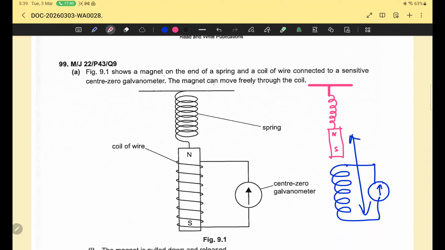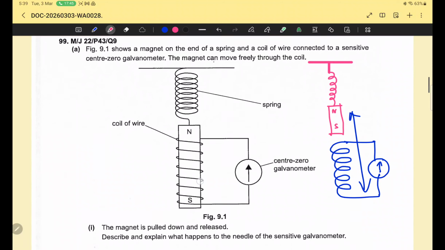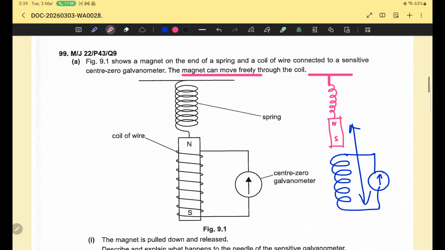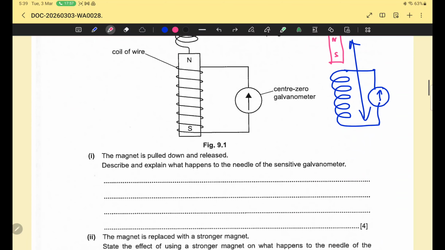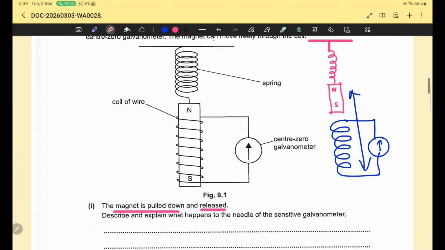Okay, and now read the question. The magnet is on the end of the spring, and the coil is connected to a sensitive galvanometer. The magnet can move freely through the coil. The magnet can move into the coil, out of the coil, into the coil, out of the coil. The question is, the magnet is pulled down and released. Pulled down means initially the magnet is inside the core of the coil. And when it is released, then obviously it will move upward.